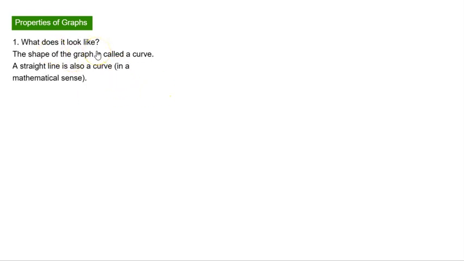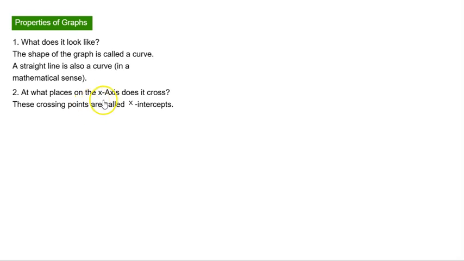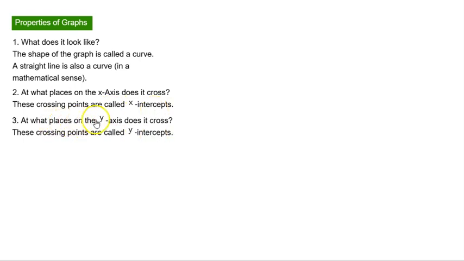So what does it look like? The shape of the graph is called a curve. Now, in the mathematical sense, a straight line is also a curve. At what places on the x-axis does it cross? These crossing points are called x-intercepts. At what places on the y-axis does it cross? These crossing points are called y-intercepts.